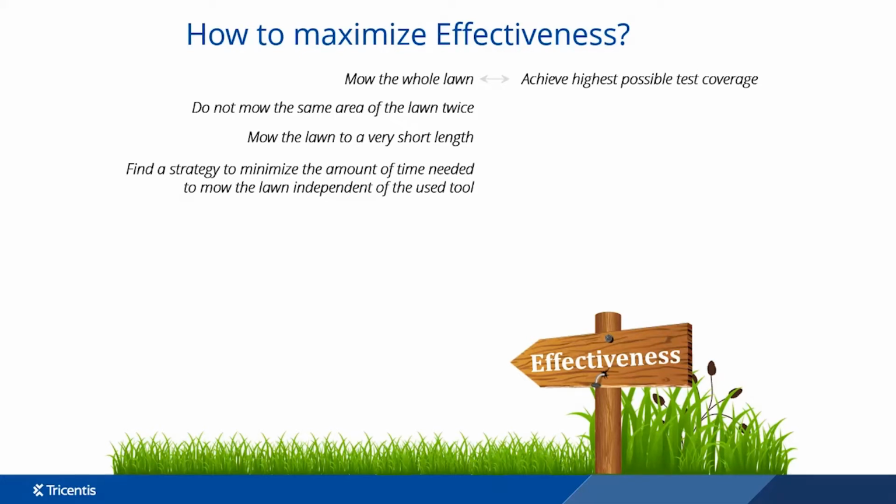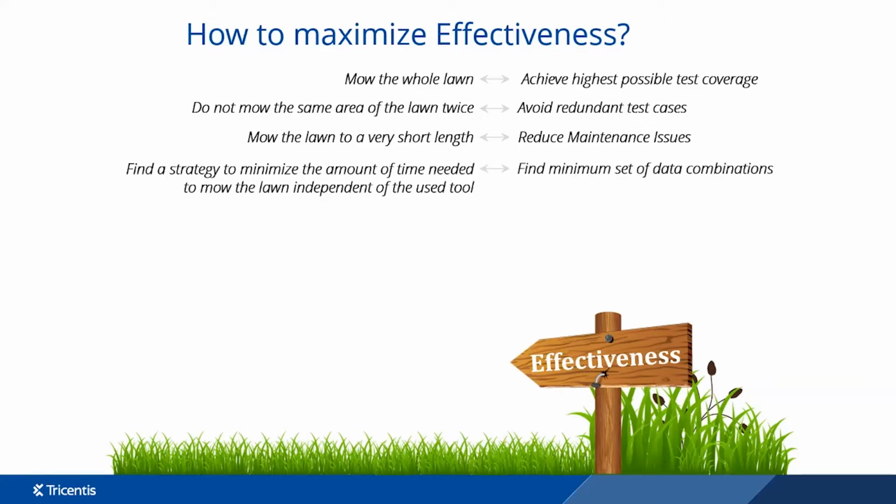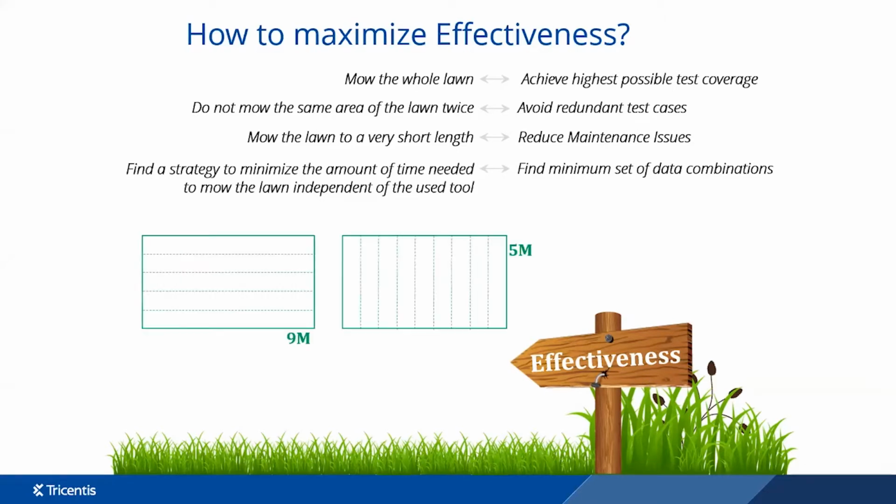When we come to testing, when we look at mowing the lawn, you want to achieve the highest possible test coverage. We want to avoid any redundant test cases. We want to reduce the maintenance issues, which is something you've seen with model-based automation. That's all what Tricentis is about with the ECT product and Tosca. And we want to find the minimum set of data combinations, which is really our test case design. And this all comes down to the effectiveness. But we'll come back to that in a sec.